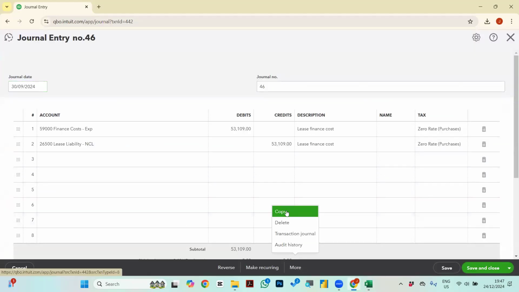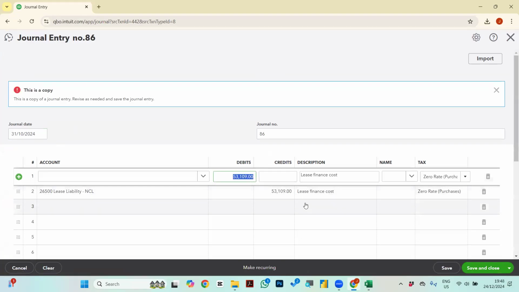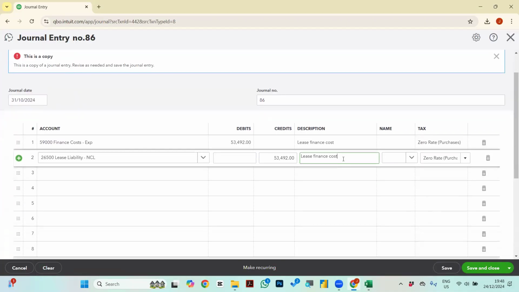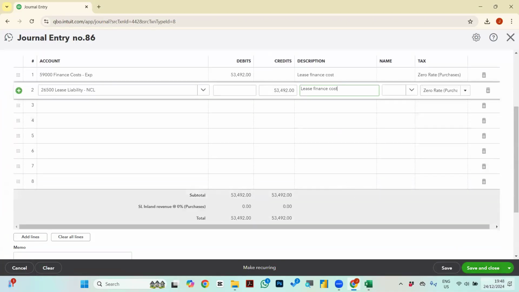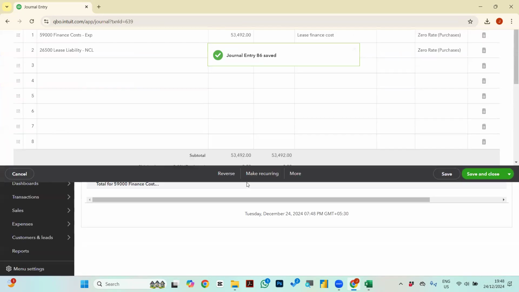I'm going to make a copy. Yeah, so finance cost is going to be 53,492. This is the finance cost for the month of October. Yeah, lease finance cost. I'm going to say save and close. Now, sorry, let's go back. I couldn't explain to you.